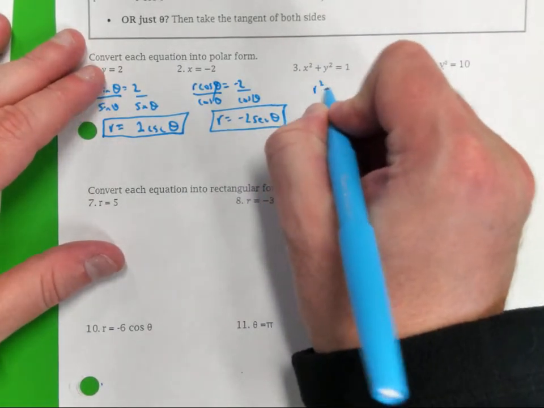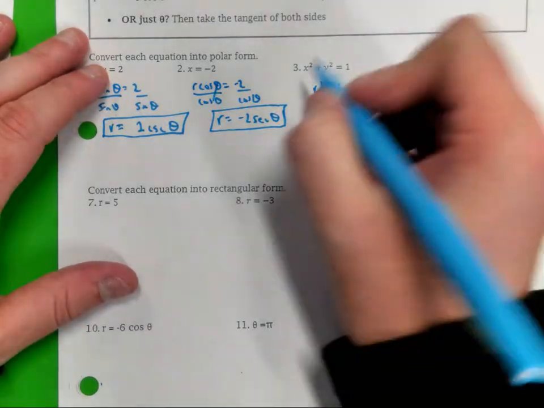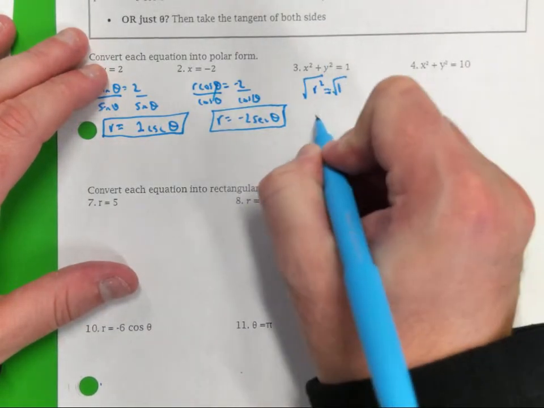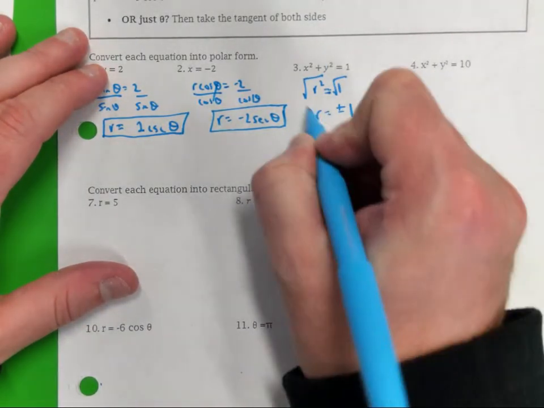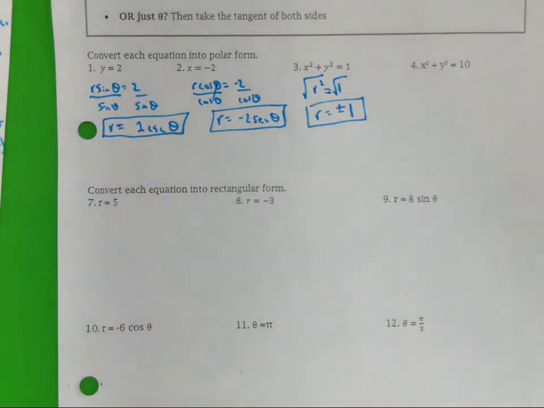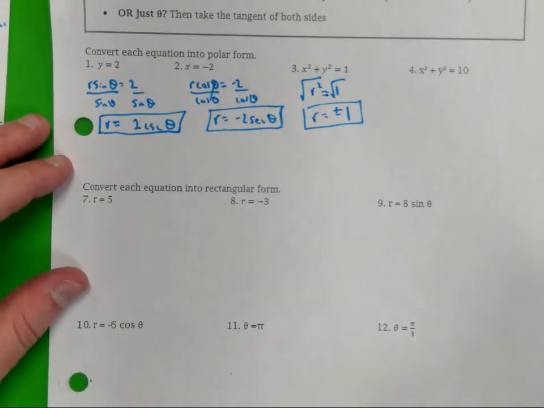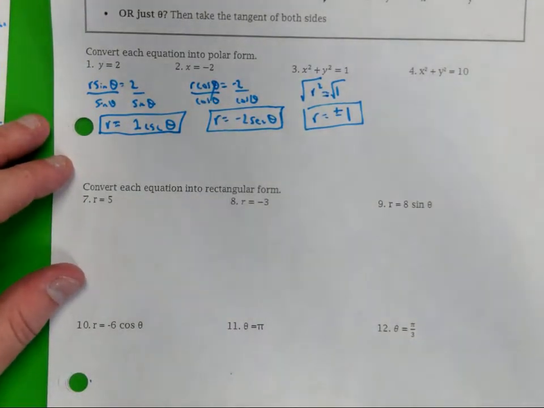Now, I want my r to be by itself. Yes, it's by itself, but you also don't want that square to be there. So how do I get rid of that square? Take the square root. When you take the square root of something, you got to put plus or minus what? 1. So your equation there is r equals plus or minus 1. So we just find r, not theta. Yeah. As long as your x and y is gone.